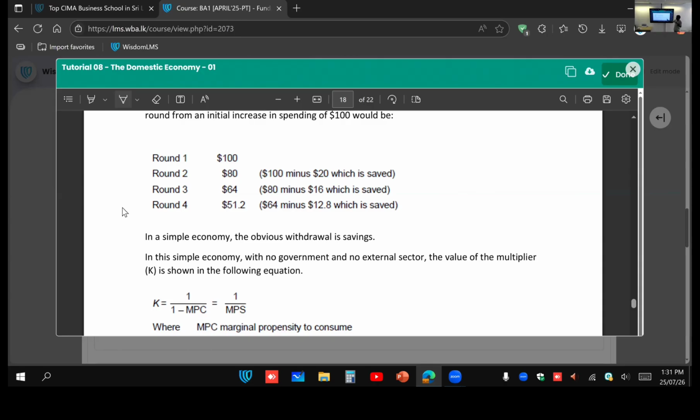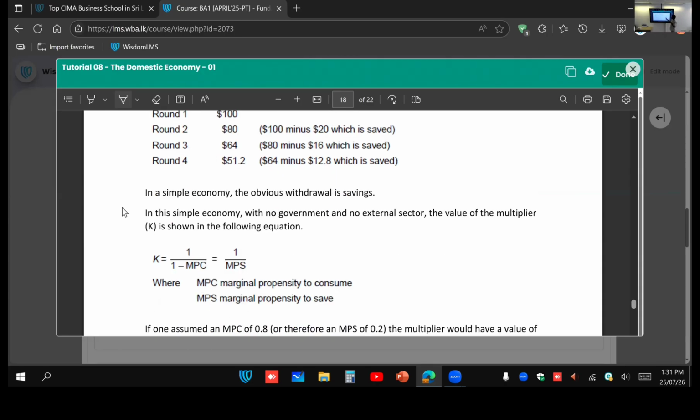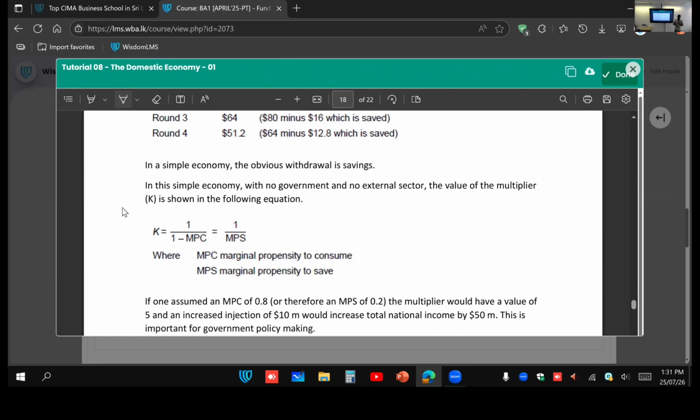Understood? So in a simple economy, the obvious withdrawal is savings. When you take the very initial simple economy, the main way of withdrawal was savings. Imagine you as an individual unit, and I'm talking about your circular flow of funds. You earn and you spend everything. Simple economy. You get the monthly salary, enjoy everything, done.